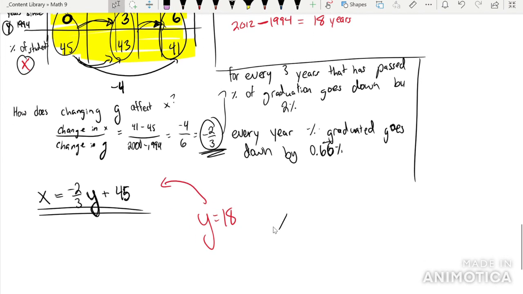So I'm going to have x, the percent of students graduated, is equal to minus 2/3 times 18 plus 45. Whoops. So this is going to give me 18 divided by 3 times negative 2. So divide by 3 first to get 6 times negative 2 to give me minus 12 plus 45. So this is going to give me a value of x is equal to 33%.